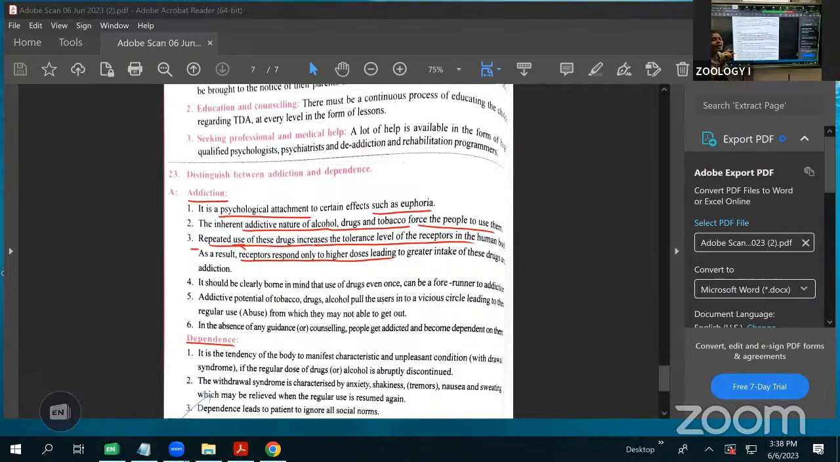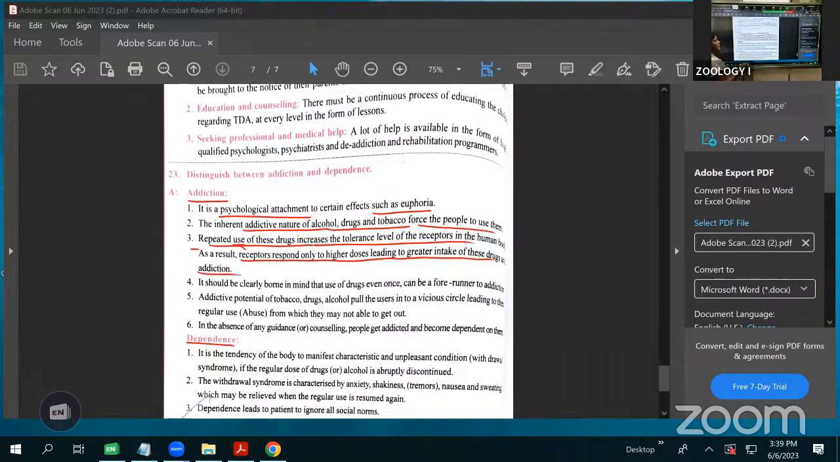That's why they try to increase like this. The tolerance level will be increased for those drugs. As a result, receptors respond to higher doses, leading to the greater intake of the drugs, which is called addiction. Every time they are increasing the dosage, that we call addiction.